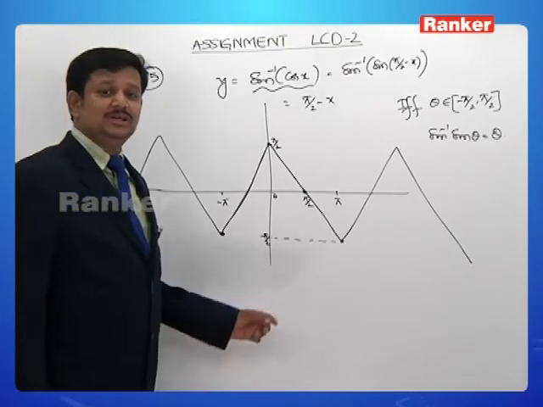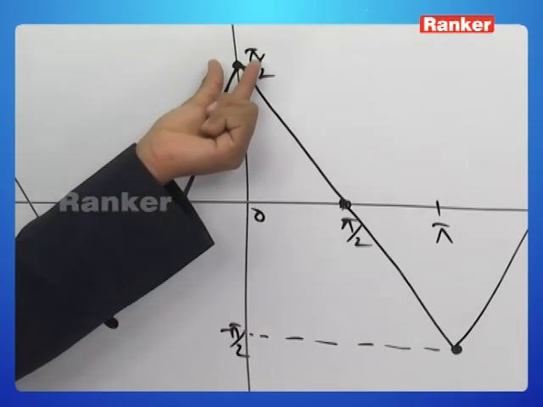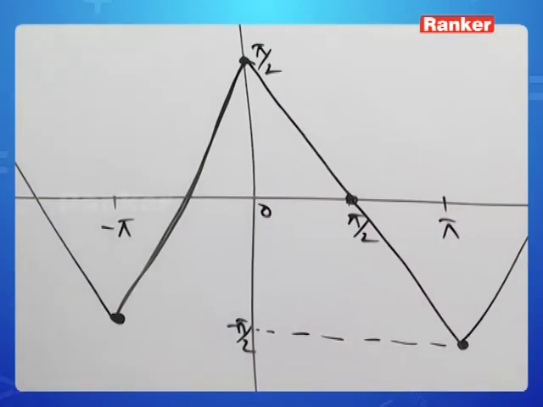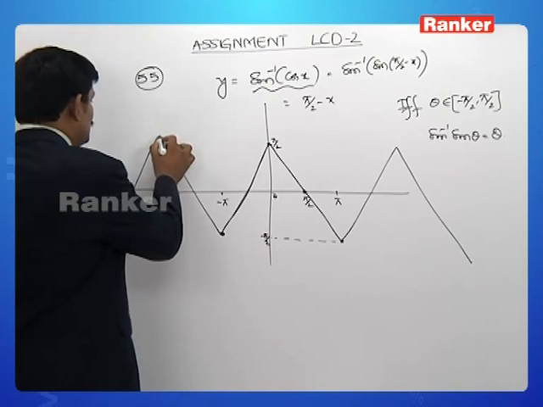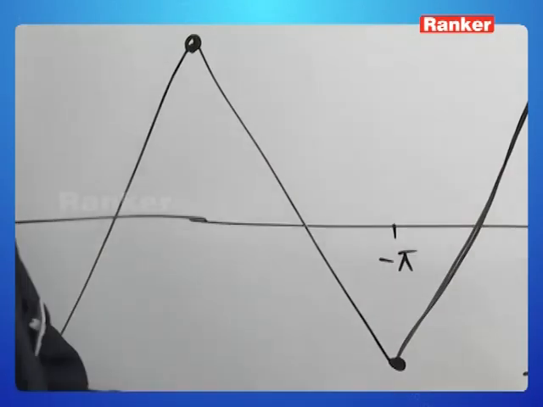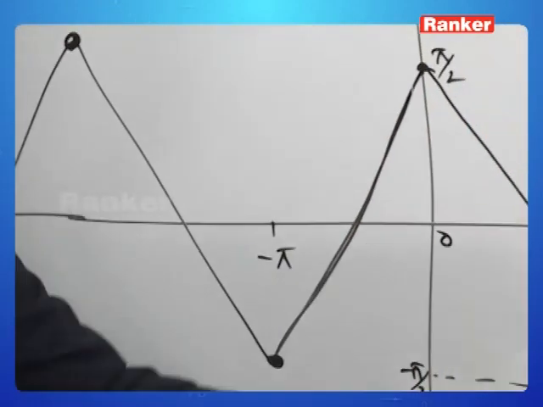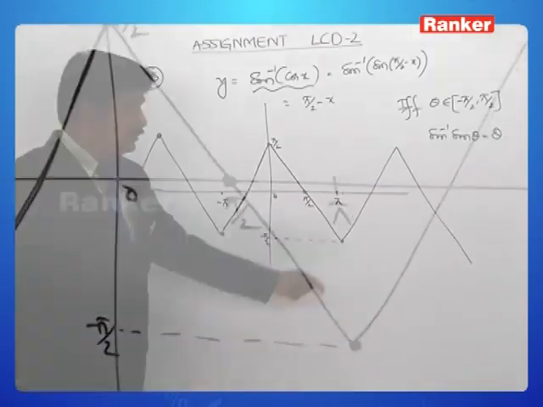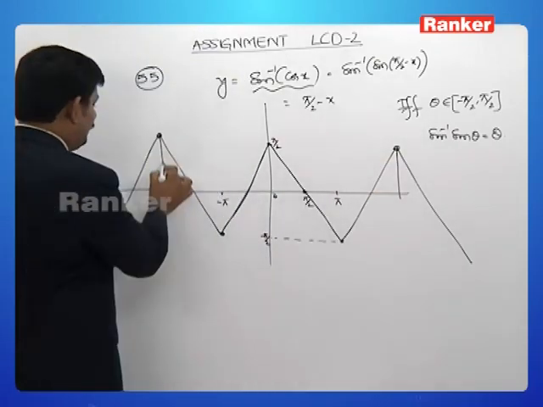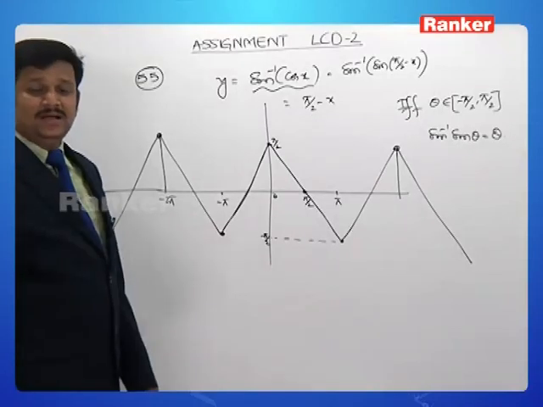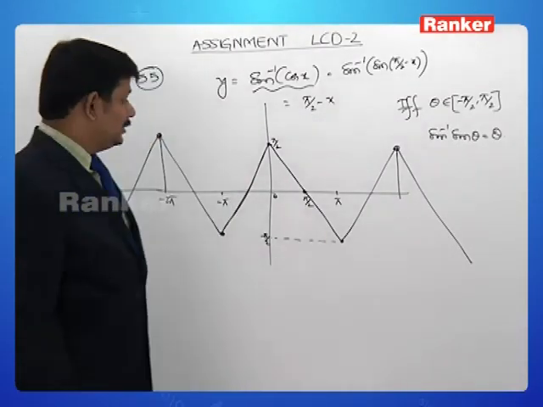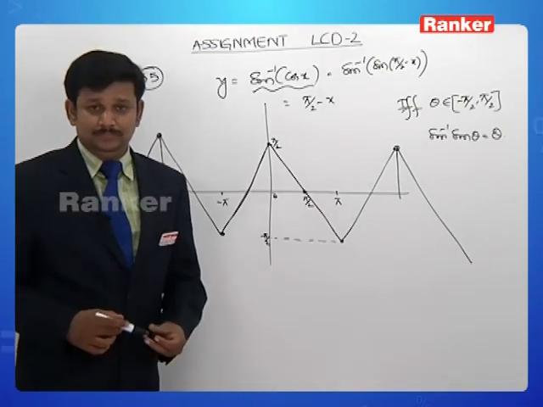And to talk about differentiability, let us see the sharp points. At sharp points the function is not differentiable, and at all other points it is differentiable. So the function is not differentiable at minus pi, at 0, at pi, at 2 pi, and at minus 2 pi. So the function will not be differentiable at multiples of pi. At all other points the function is differentiable.